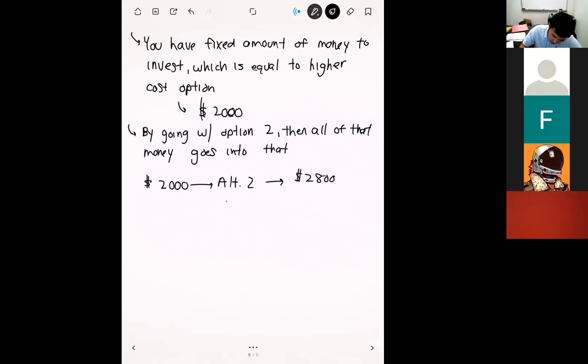But if we went with option one, remember option one only cost us $1,000, right? And so if we went with option one, then this $2,000 will be split in between option one and the MARR.